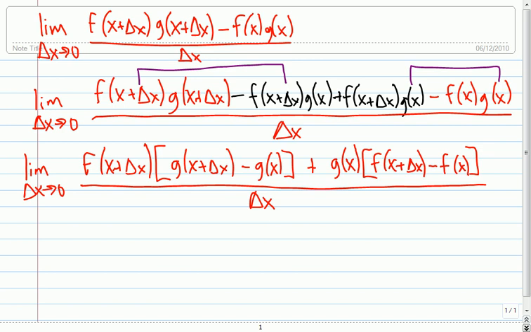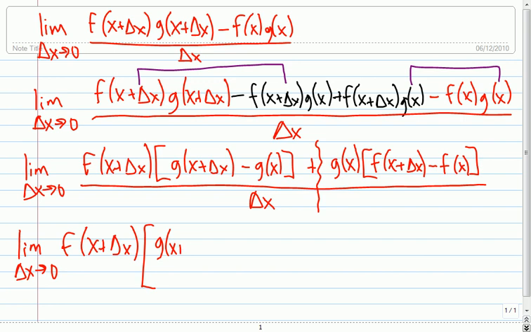I'm going to cut this into two pieces now. This plus sign, I'm going to make two limits, so it'll be a little easier for you to see the pieces. So this will be the limit as delta x goes to 0 of f of x plus delta x. And I still have this fraction here, but that's okay. Some of you might recognize this fraction by now. And then I have another piece here.